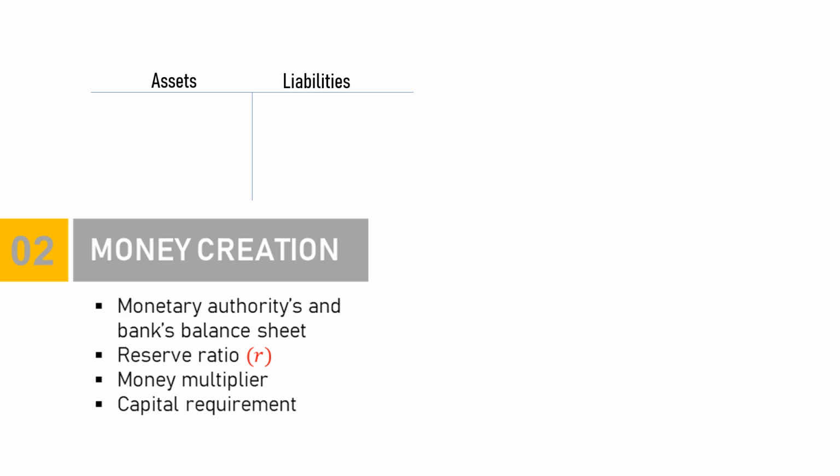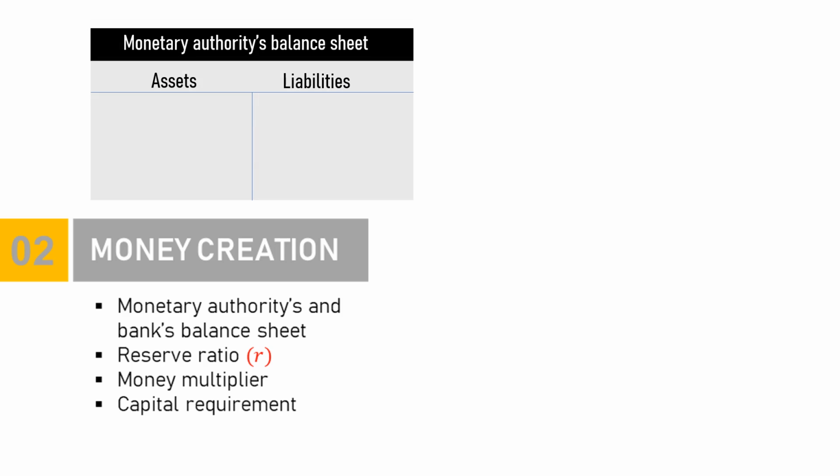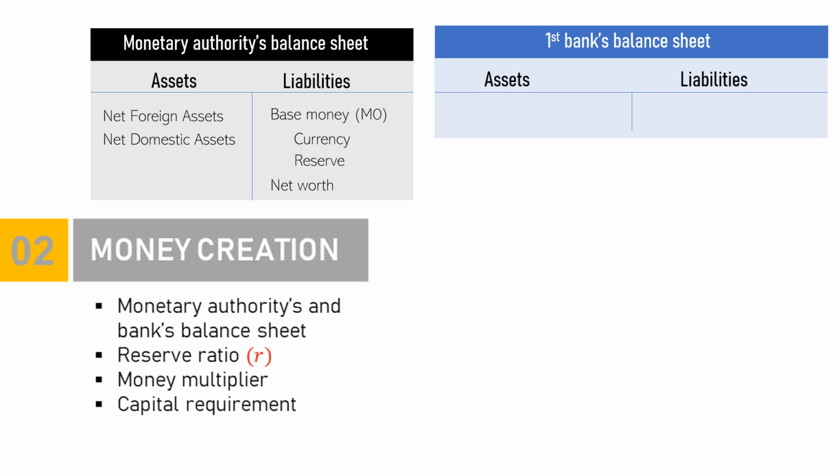When we look at the monetary authorities' balance sheet, its net foreign assets and net domestic assets will be put on the left. Base money, the liabilities of the monetary authorities, as well as net worth would be put on the right. Commercial banks' balance sheets will look similar: assets on the left and liabilities on the right.